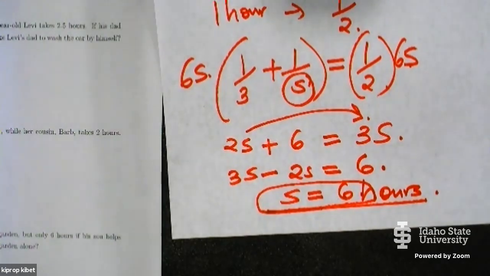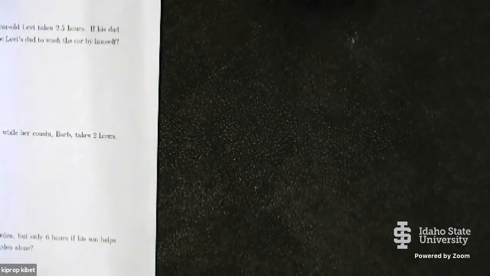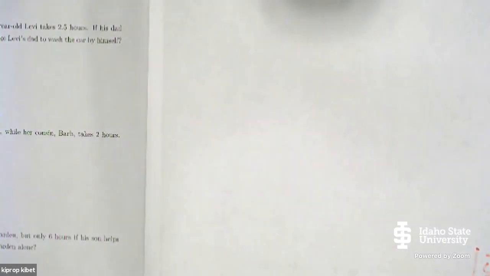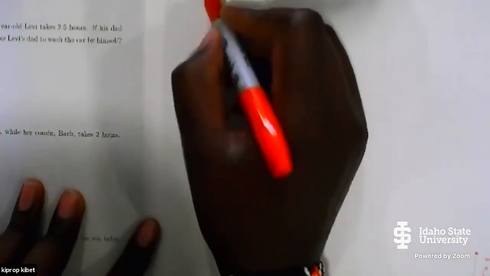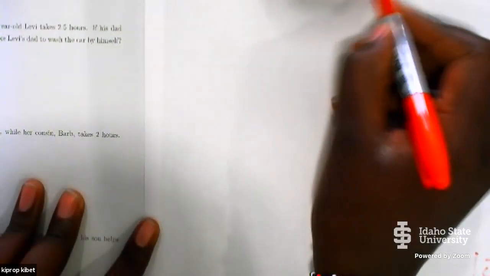Okay, so the next question there. Samuel can read for us. Washing his dad's car alone, 8-year-old Levi takes 2.5 hours. His dad helps him and it takes 1 hour. How long does it take Levi's dad to wash the car by himself? All right, so Levi will take how many hours? 2.5 hours alone to wash the car.